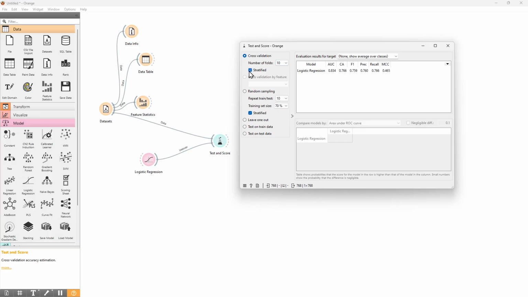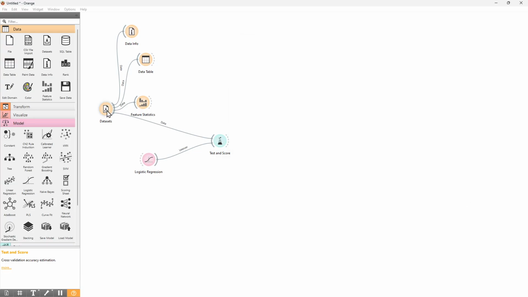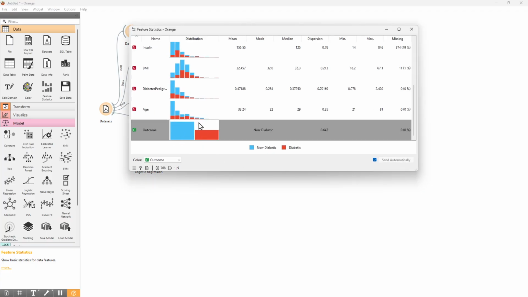I will apply stratified sampling. So what does stratified sampling do? When these folds are created, the points are randomly assigned in each one of them. But what stratified sampling will do is keep track of the ratio that is present in the initial data set of the blue and red class, in this case diabetes versus non-diabetes class. So this ratio will be preserved in each of the folds.